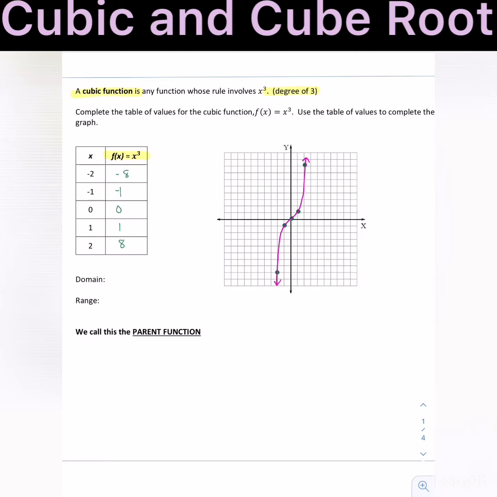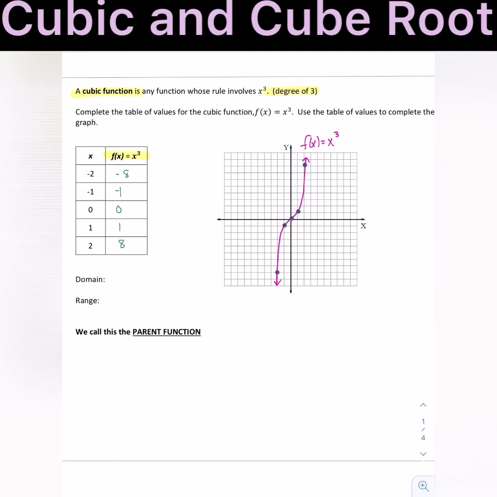And that is what a cube root function looks like. So cube root functions are kind of like a little snake. They kind of snake through those closest 3 integer points. And so we're going to label this as f of x equals x cubed. And that's our first cubic function.